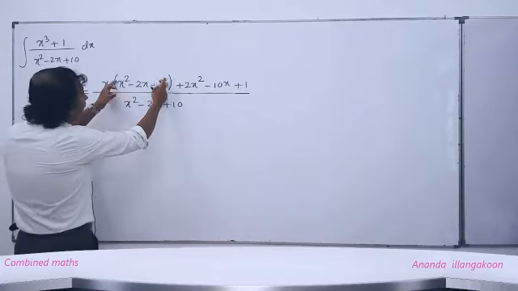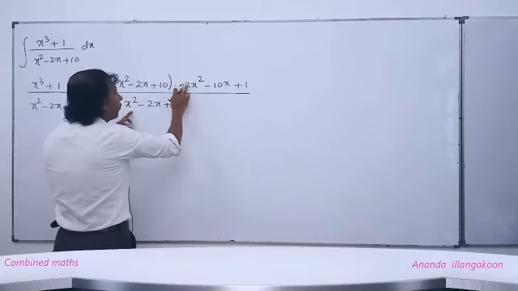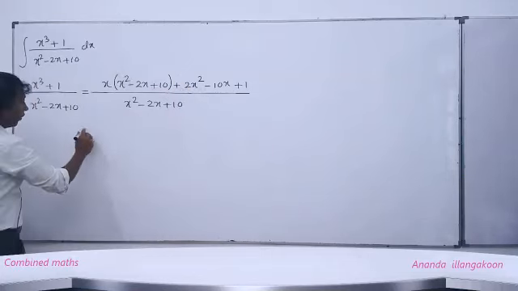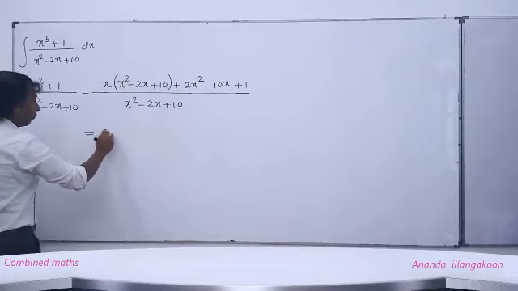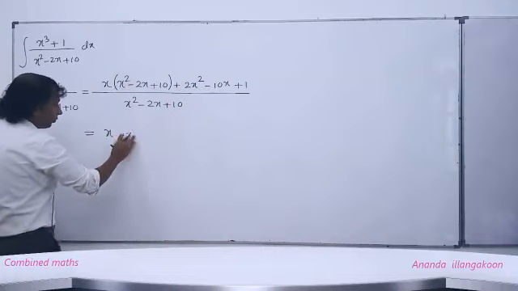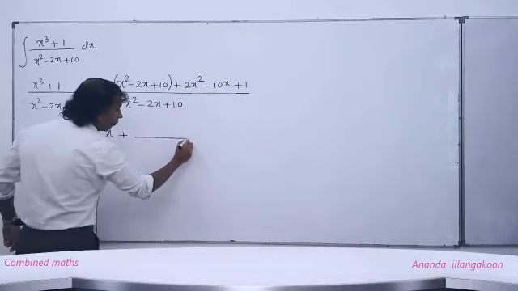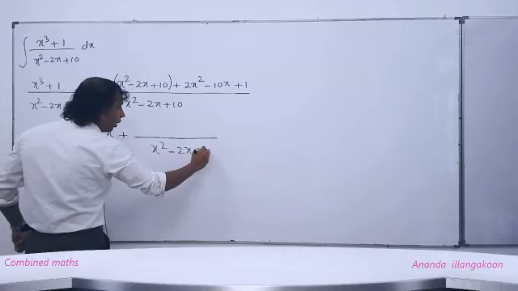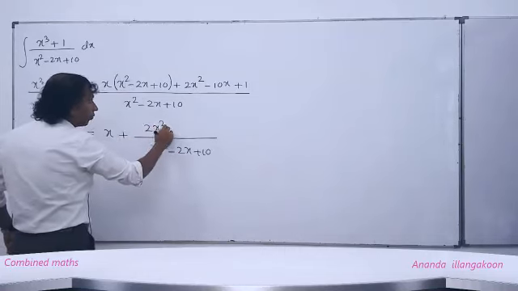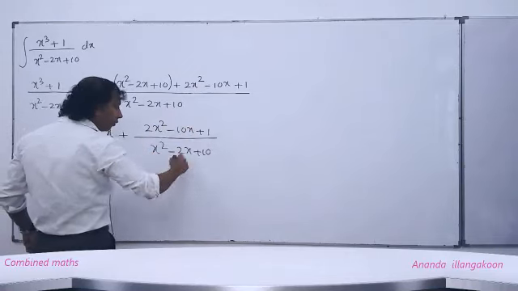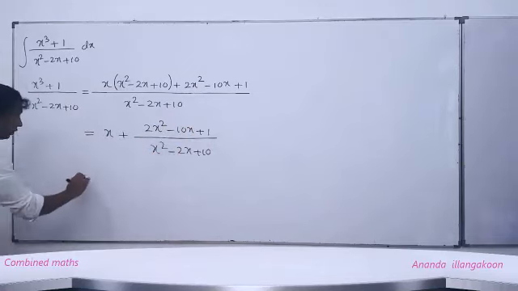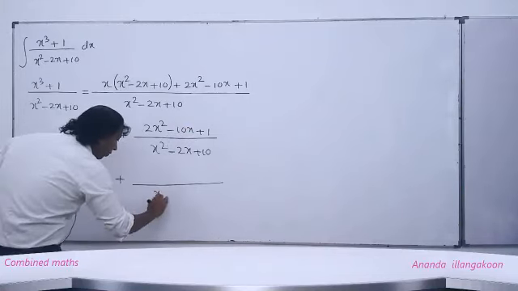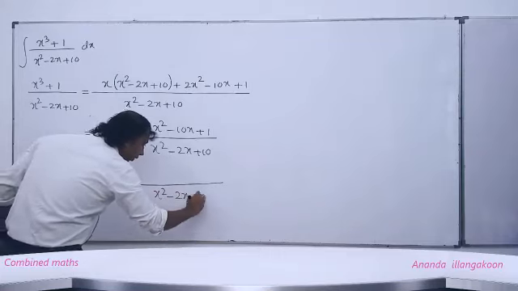Now what we do is this. We divide this by this, and this whole thing we divide by this. Understood? Right. Then we get what? When we divide this by this, we get x only, plus 2x squared minus 10x plus 1 over x squared minus 2x plus 10. Now what we do is this. We keep this x here.